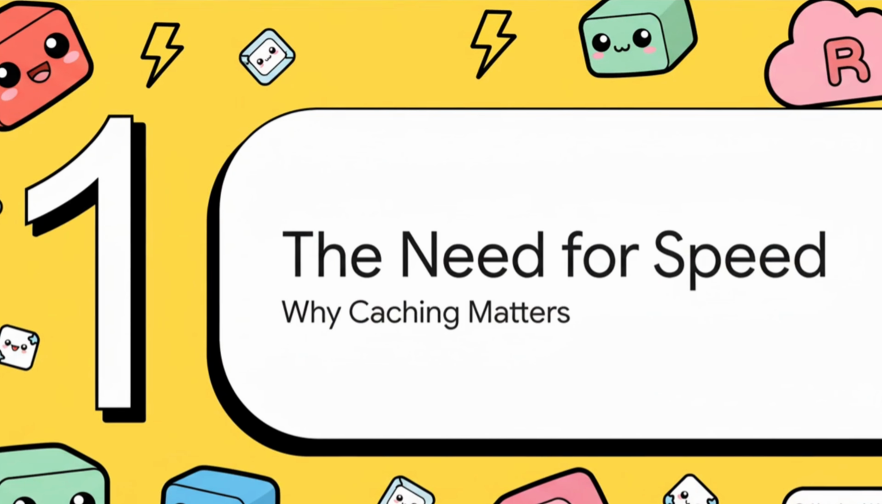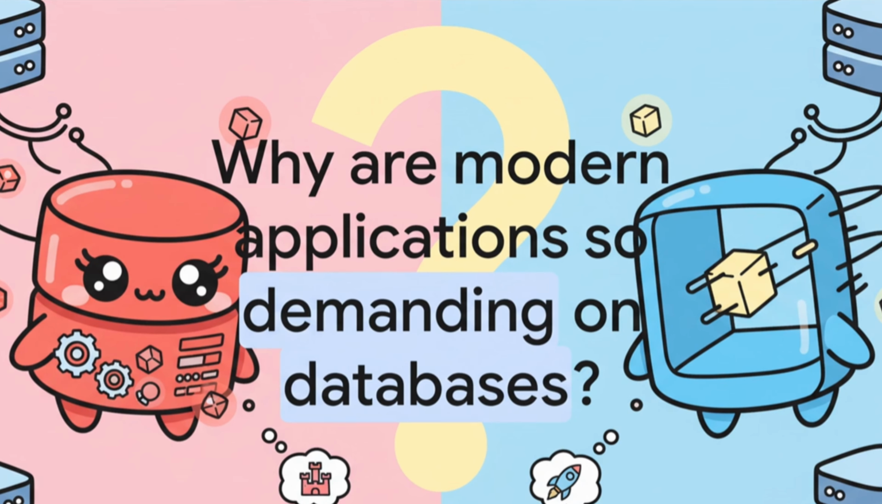Okay, so let's start at the beginning. Why does any of this caching stuff even matter? Well, the answer is pretty simple, right? Modern apps are just unbelievably hungry for data, and users, they expect everything to be instant, like now. Think about it. Every single time a user does something, clicks a button, loads a page, your app probably has to run off and grab data from a database.